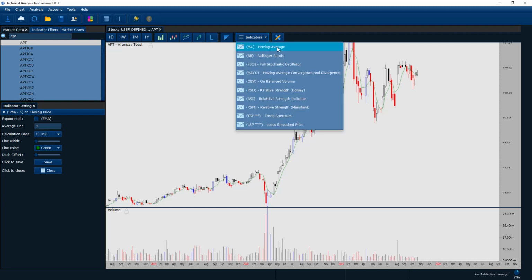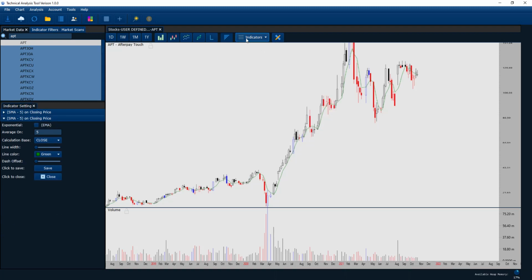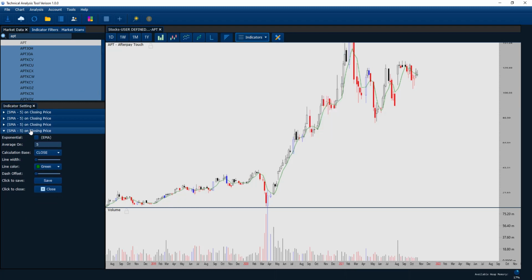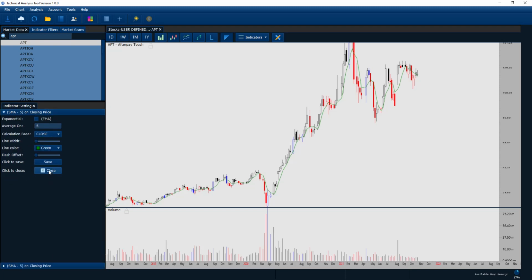The moving average is very special. You can add multiple of them, as you can see, as many as you want. In this way, we allow the user to add a cluster or group of moving averages into the chart. Okay, let's close some of them for now.